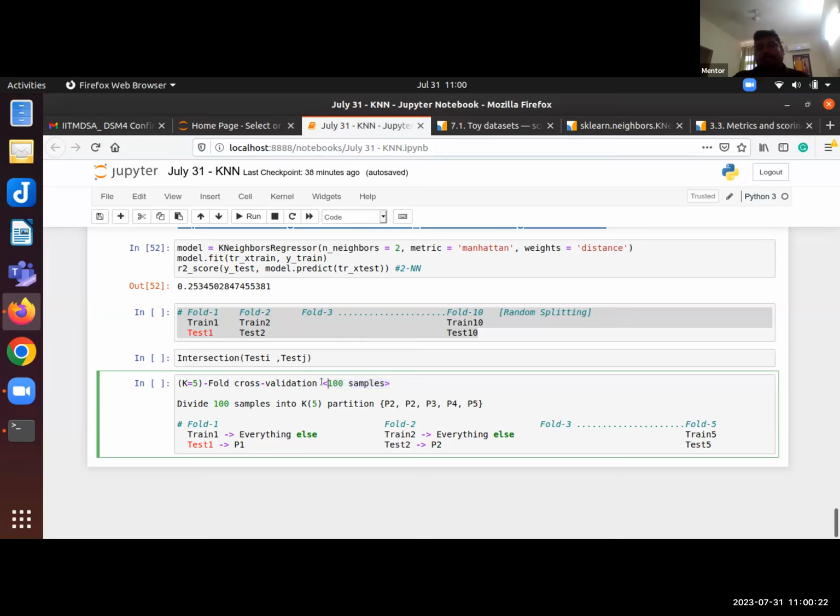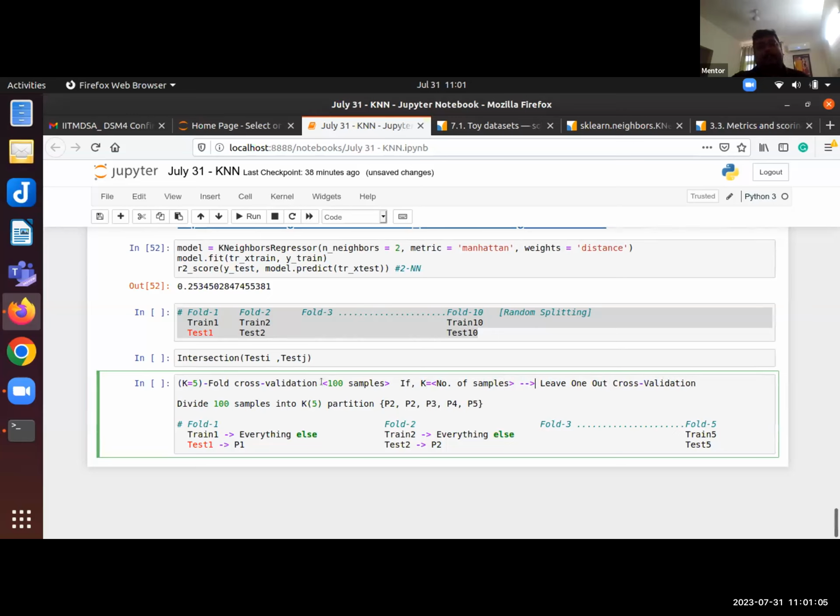That one has a special name. If your k is equal to the number of samples, that one has a special name. We don't use it for bigger data sets, otherwise it'll take eternity to complete. So this is called leave one out cross validation. You're leaving one sample out every time. That's what this means. If k is equal to the number of samples, this one has a special name. All right, so this is what I wanted to share.